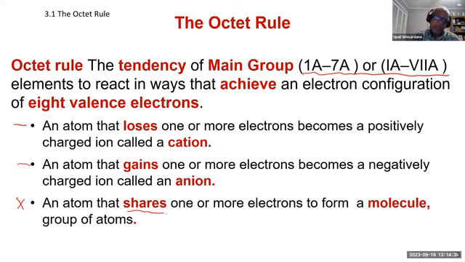This is the way the octet is achieved by other elements in the periodic table other than noble gases. So this applies only to group 1A, 2A, 3A, 4A, 5A, 6A, 7A. We don't talk about 8A. 8A is noble gas. Let me show you these groups, main groups in the periodic table.